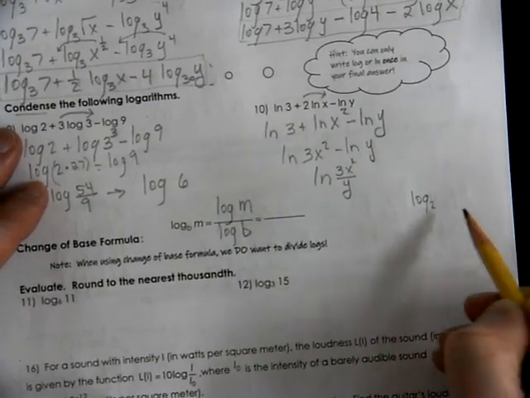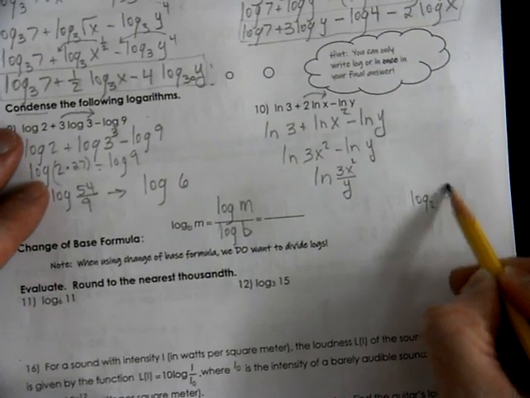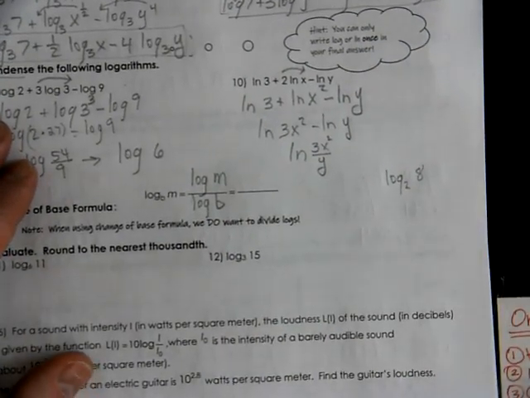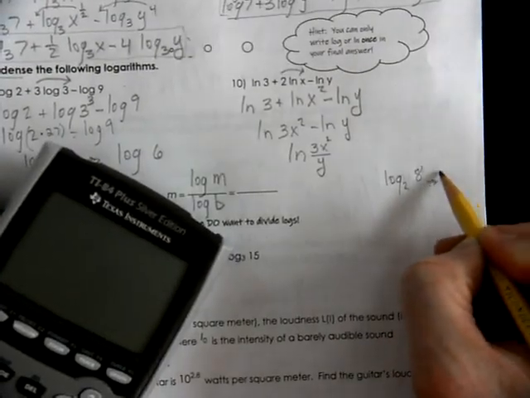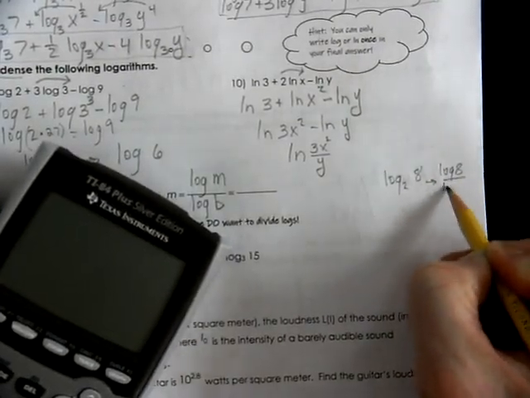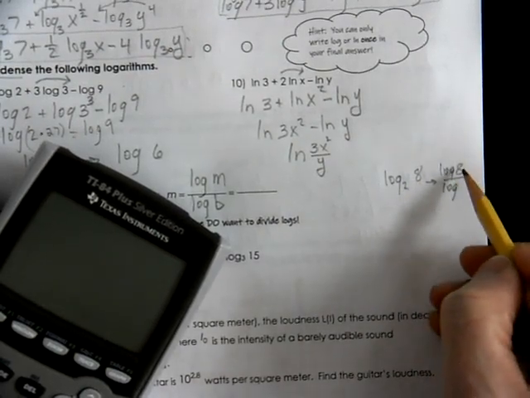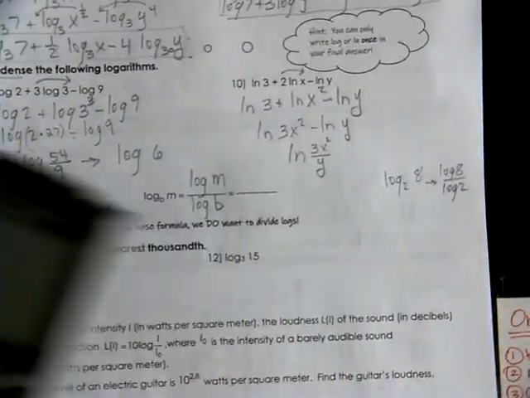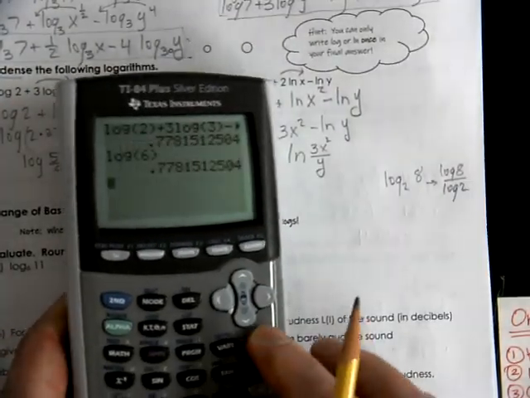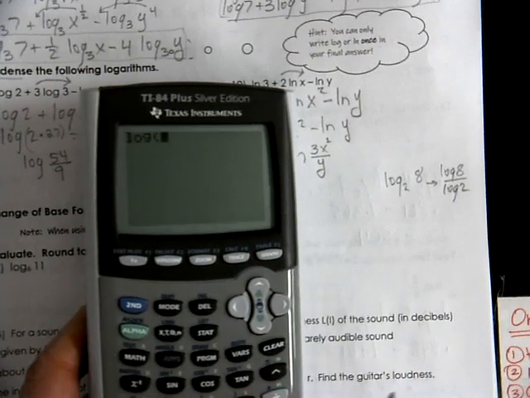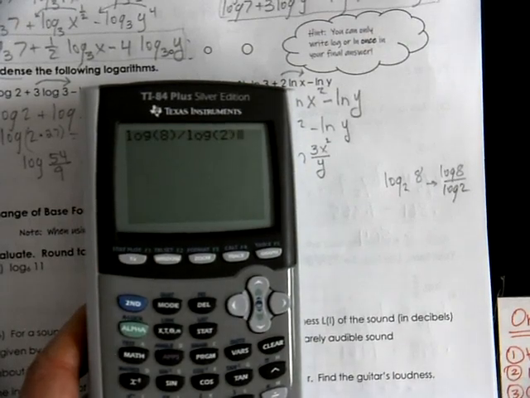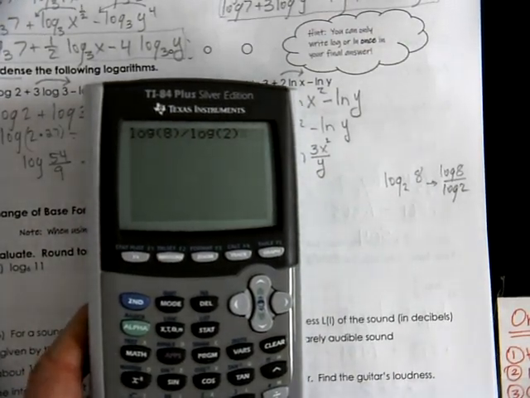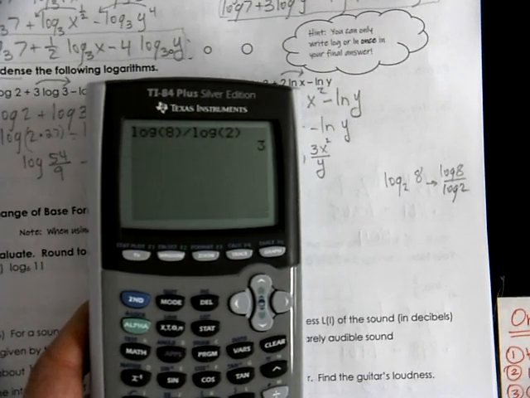If we have, what's something that you know? Log base 2 of 8. What is that final answer? What is log base 2 of 8? It's going to be 3. So what we're going to do, we're going to write this as log of 8 divided by log of 2. And we can go to our calculator, and we can say log of 8, close the parenthesis, divided by log of 2. And we hit enter, and you get 3.